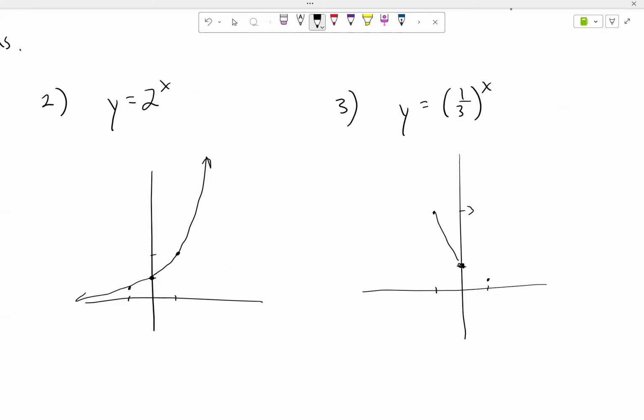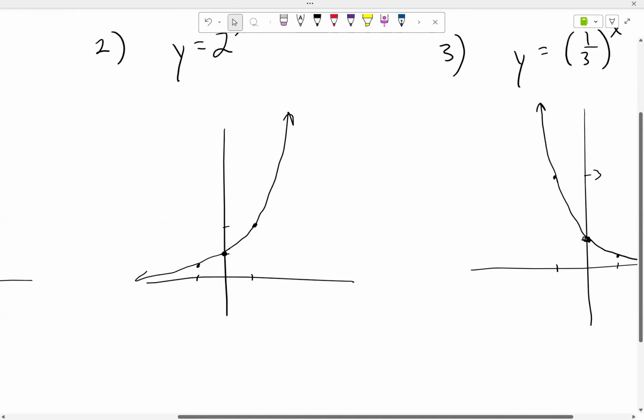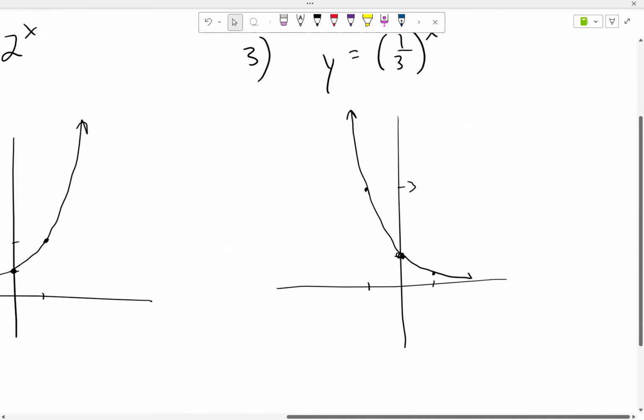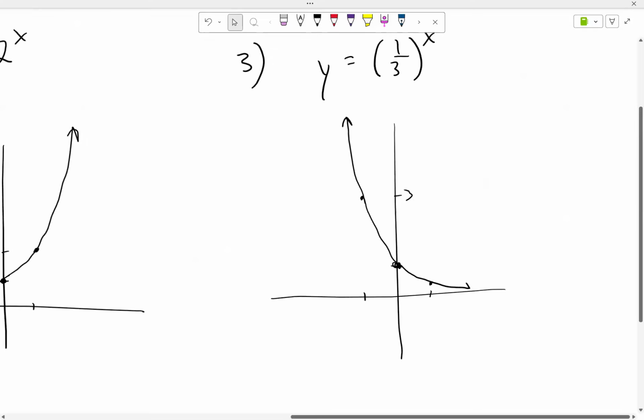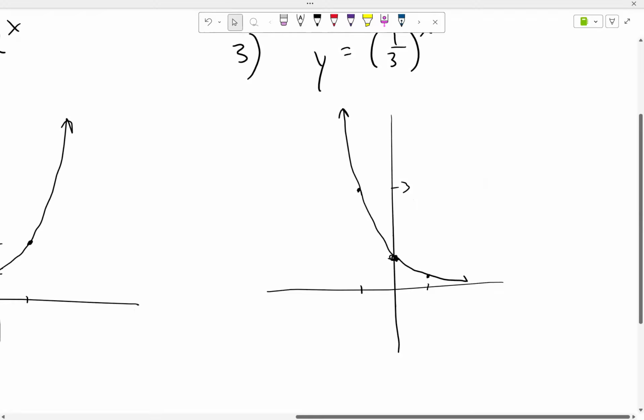Okay, very nice. We're talking about concavity. For these, you would say that number 2 is concave up. Do we agree with that? And for number 3, it's also concave up. So decreasing and concave up. But they are definitely both concave up.